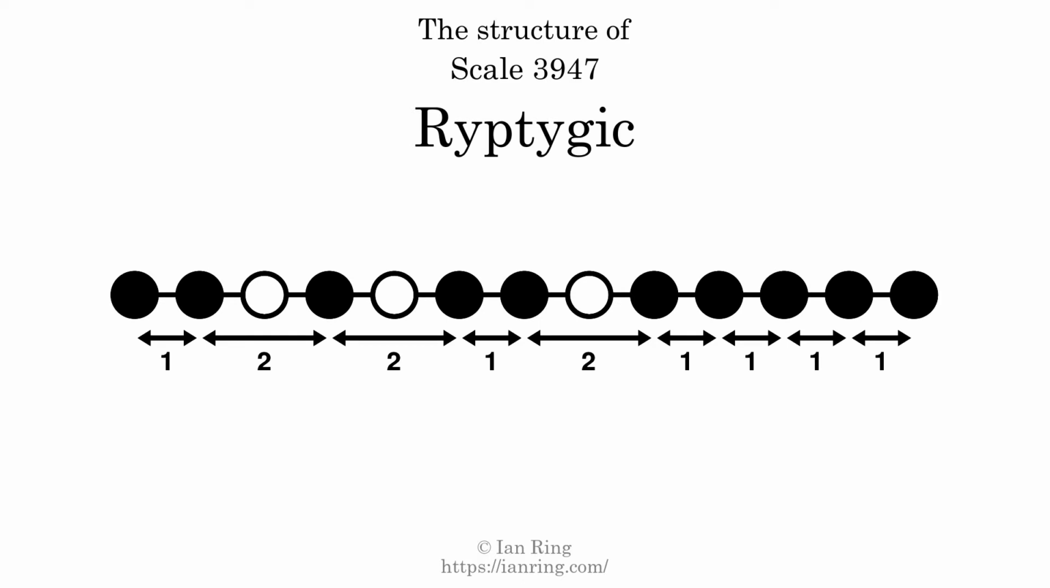The structure of a scale is a description of the interval distance between each successive tone. This scale has a structure of 1 2 2 1 2 1 1 1 1.